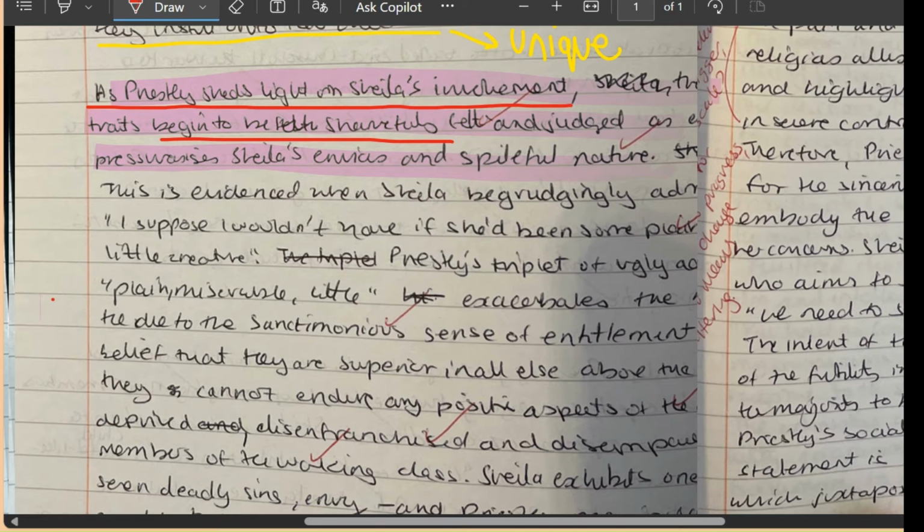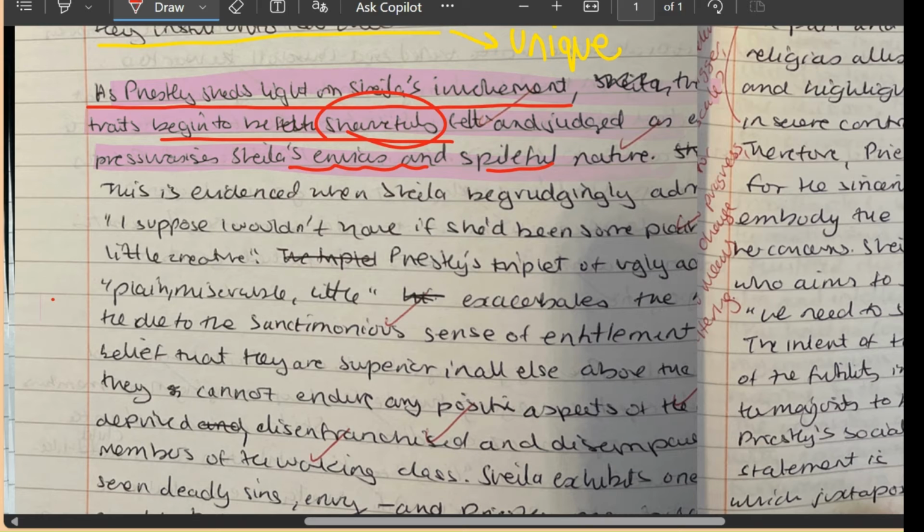Okay, so make sure your points are flowing, as in, from this point, we can link it to the next point. She starts to feel some shame and remorse and then we link it to the next point about her envy and her spiteful nature.